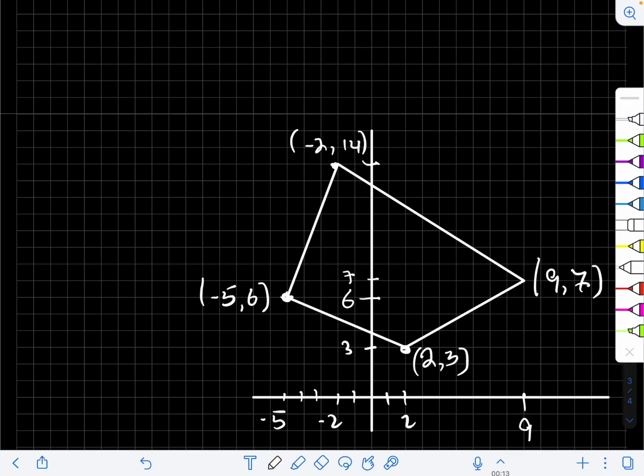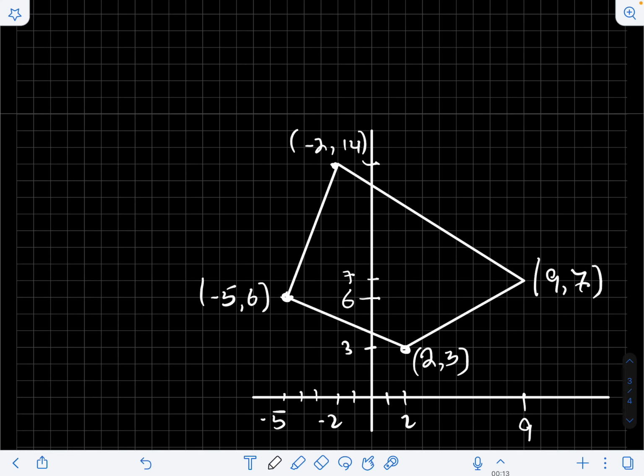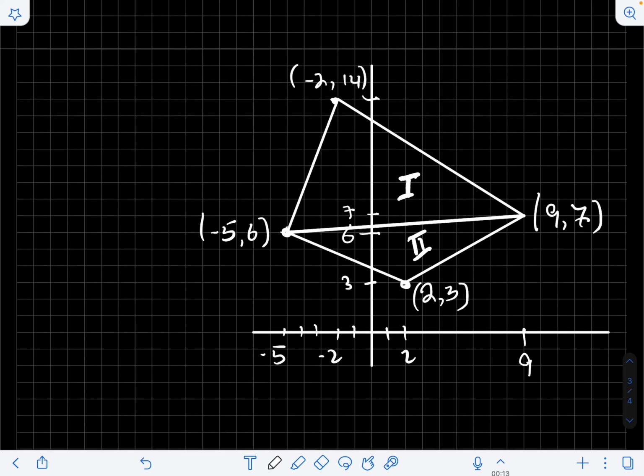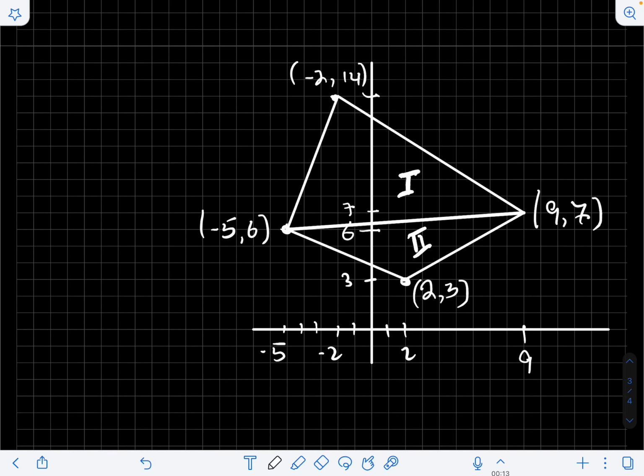So in this case, what we're going to do is divide it into 2 triangles that we know how to calculate. Once I find my 2 triangles, let's say this is my first triangle and this is my second triangle, now I will do for each one of them the same calculation that I did previously for a triangle. So again, I have to transform one of them to 0, 0. I'm going to write the coordinates of triangle number 1. So it's minus 2 and 14, minus 5 and 6, and 9 and 7.